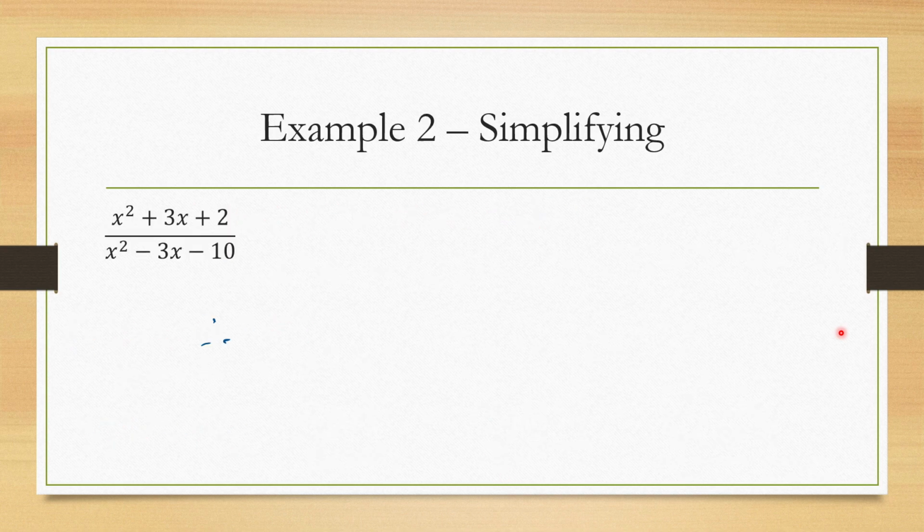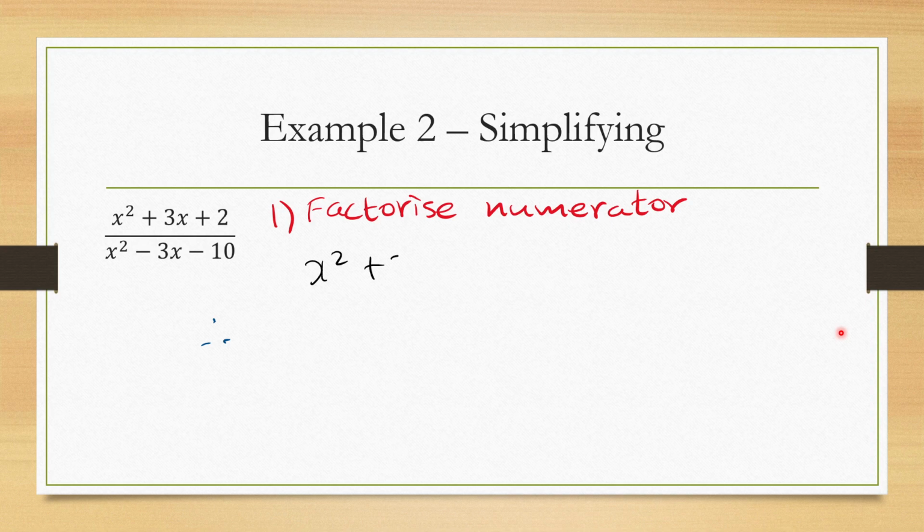So this is a little trickier example than the last one, but let's tackle it one by one. Same as before, we're factorizing the numerator. So first we look at whether we can take a common factor out. In this one, no. It's because the coefficient of x squared is 1, the coefficient of x is 3, and the constant is 2. So it doesn't have anything in common, so we cannot take a common factor out.